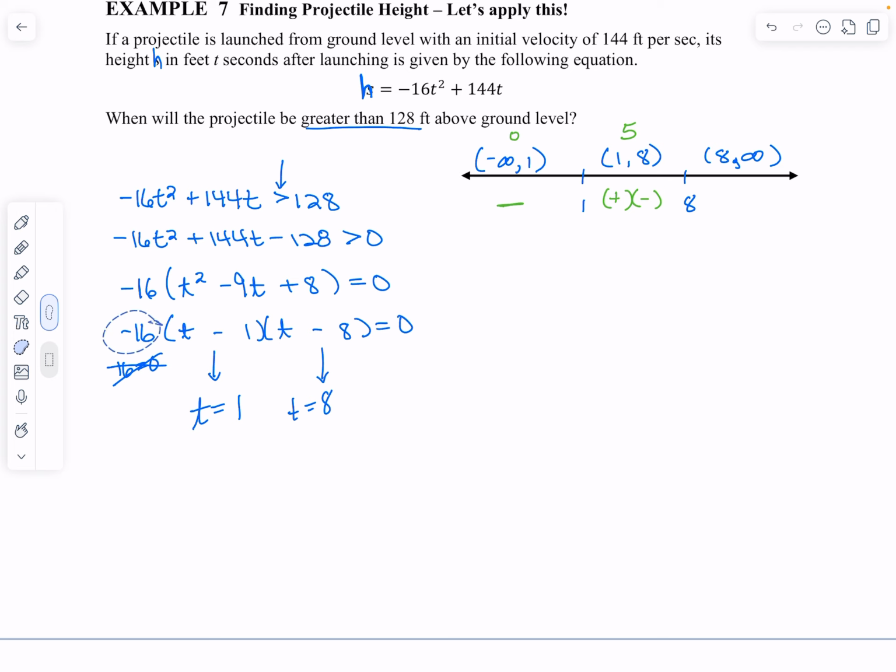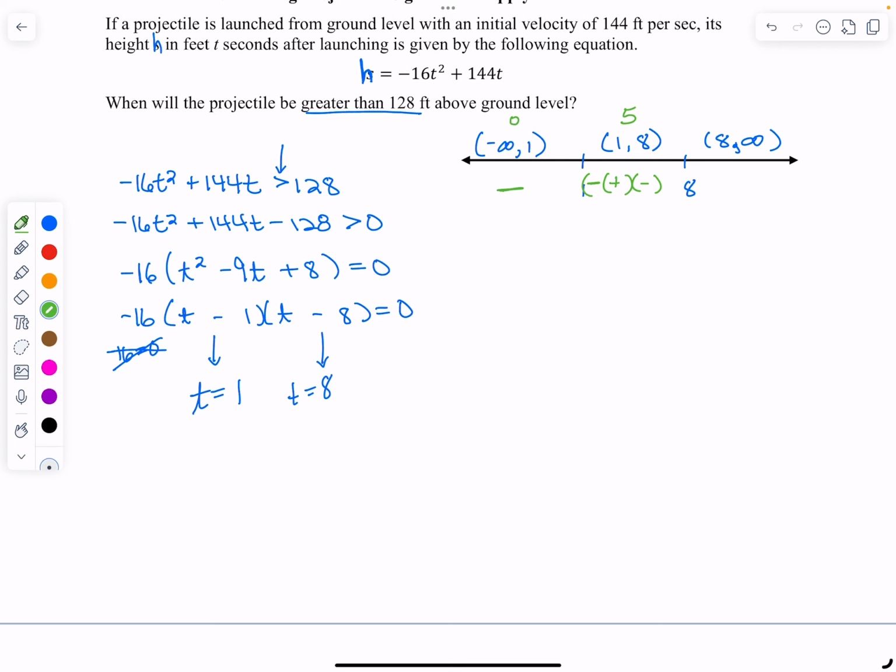So I already have my negative out there. So there's that negative. And then I plug it in. 5 minus 1, that'll give me a positive. And 5 minus 8, that gives me a negative. So now I've got 3 things to multiply, right? I've got a negative, a positive, and a negative. So that's going to give me a positive answer, right? I've got 2 negatives in there.